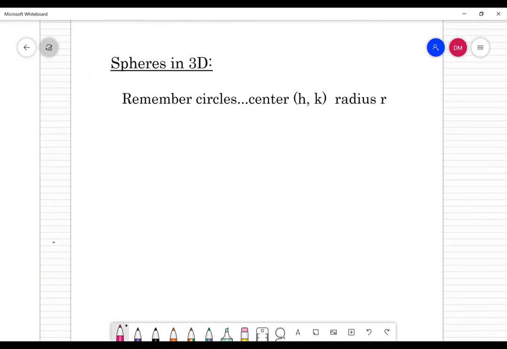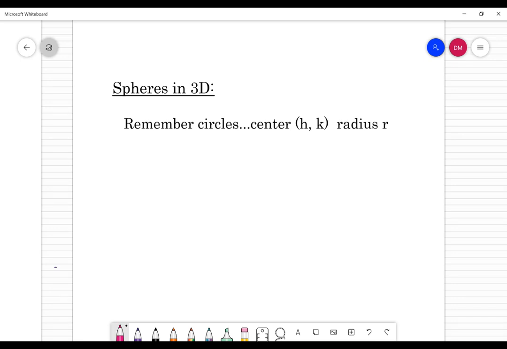One last thing, and this is just a quick heads up: spheres in 3 dimensions. If you remember circles in 2 dimensions, we used our center h, k and our radius r. We used h and k to describe that translation in the xy plane. So a circle in 2D looked like x minus h squared plus y minus k squared is equal to our radius r squared. In 3D, we do have that additional z component.